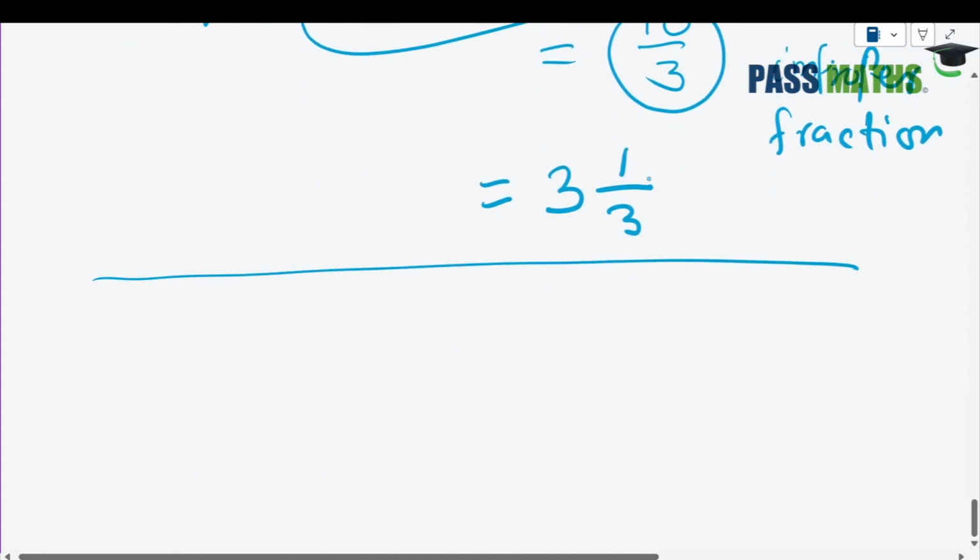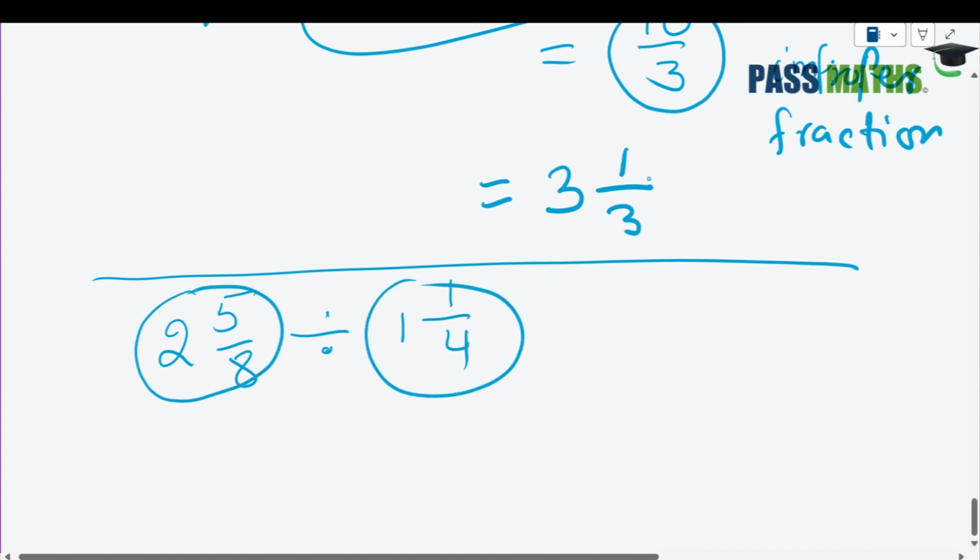Let's find another example, guys. Let's say 2 and 5/8 divided by 1 and 1/4. Again, we have to convert them into improper fractions first. You can't just add like you can sometimes do in taking away and adding fractions. No, in multiplying fractions or dividing fractions, you must convert the mixed number into improper fractions first.